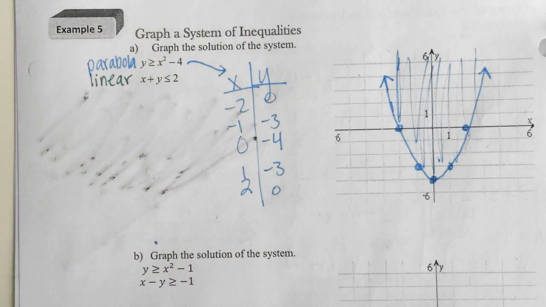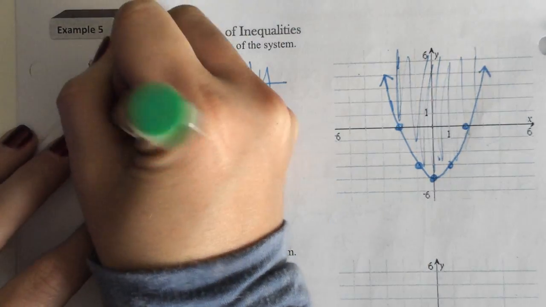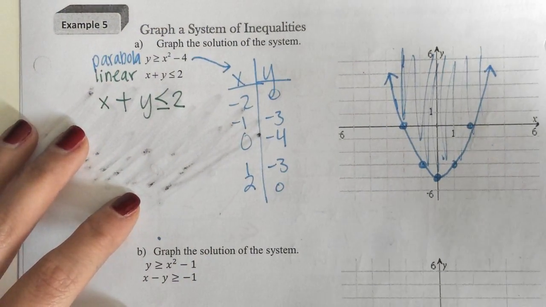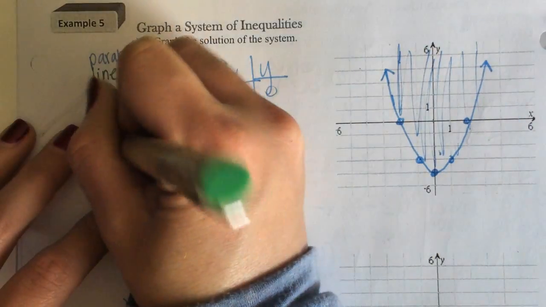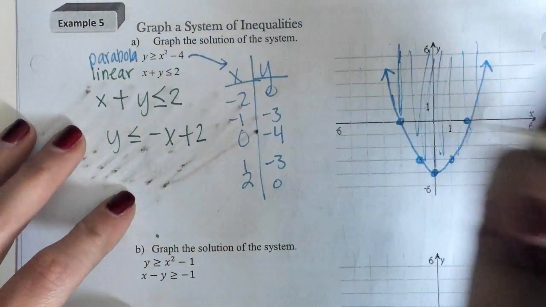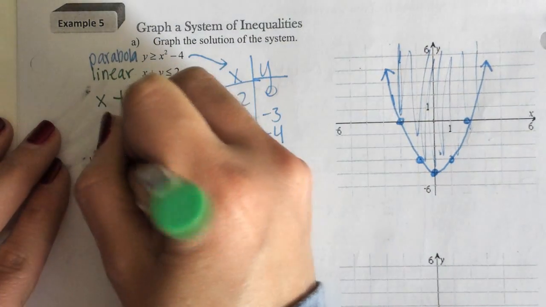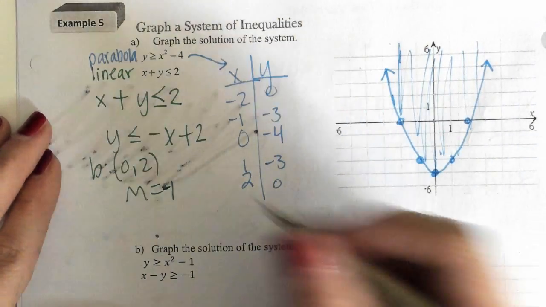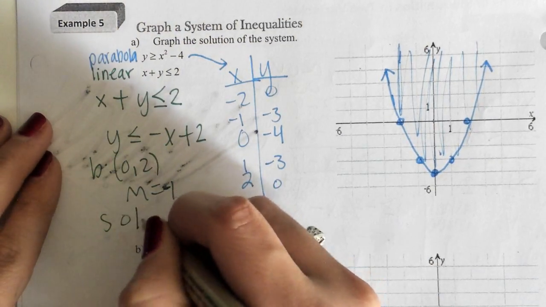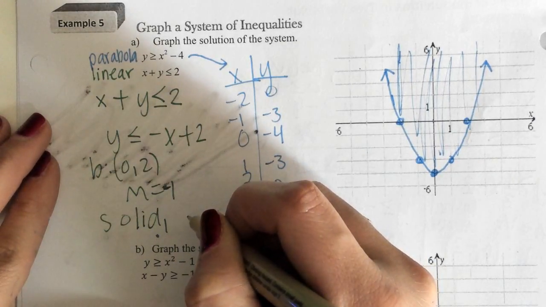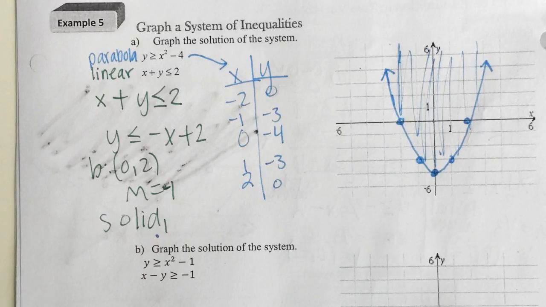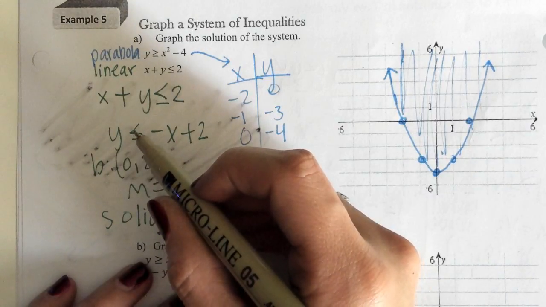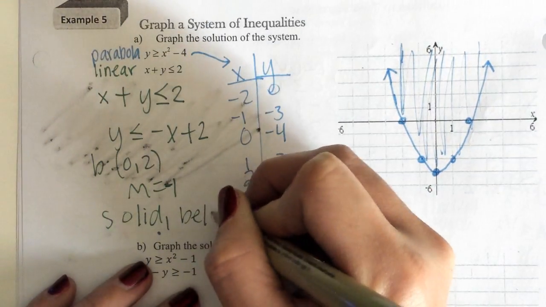Alright. And then the line. We have to put it in slope-intercept form. So, what do I do to get it in slope-intercept form? Subtract x. Is that all? What's my y-intercept? And my slope? Solid or dash? Solid. And above or below? Below. Do y'all know what to check if it's above or below? You look at the inequality. The inequality says what right here? Less than. So you shade less than the line, or below the line.